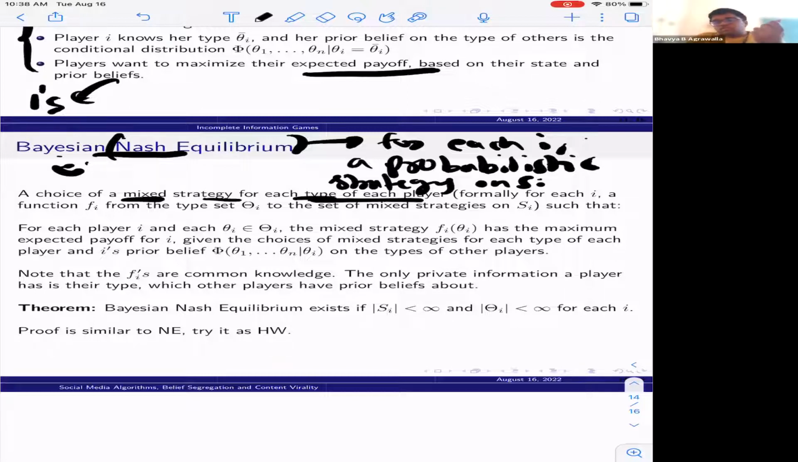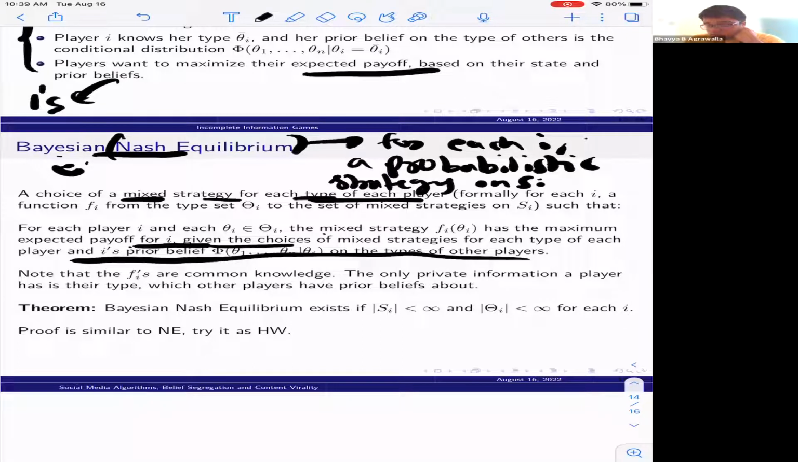And again, this contract is such that no matter what type a player is, depending on a player's type, she can have a different prior knowledge about the state of other players. So no matter which type a player is, he or she doesn't have the incentive to unilaterally deviate from her assigned strategy given for that type. So that's just the definition of a Bayesian Nash equilibrium.